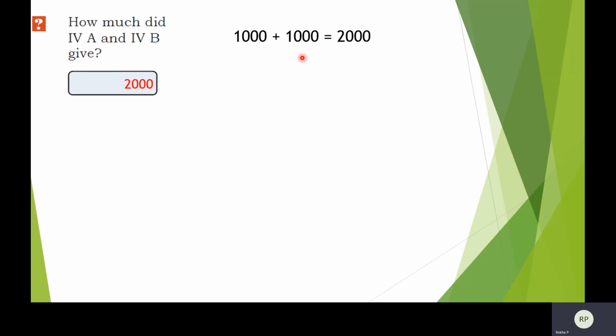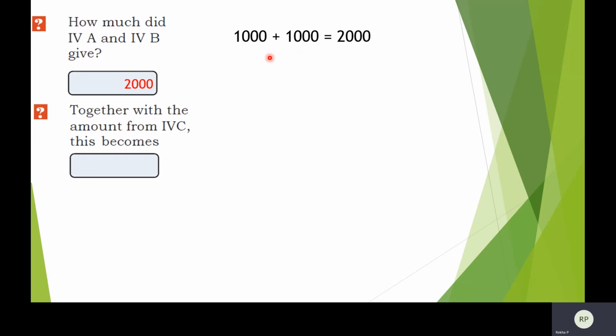Now the next question is: together with this amount, this 2,000, you have to add the money collected by 4C. How much has 4C collected? 4C has collected 1,000 again. So this 2,000 plus 1,000, how much would it become? You have to add 2,000 and 1,000. Pause the video and do the calculation in your notebook. So 2,000 plus 1,000, the answer is 3,000.